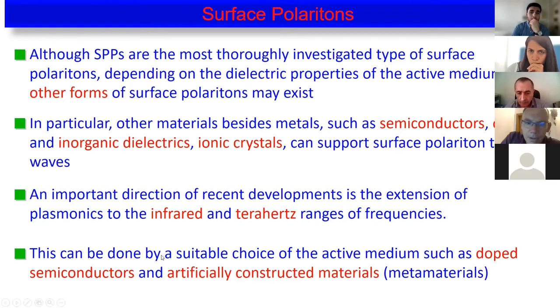An important direction is to develop sources of the surface plasmon polaritons in the infrared and terahertz ranges of frequencies. This can be done, as I said, by using doped semiconductors or by using artificially constructed materials. It is good that by using these metamaterials, it is possible to control the properties of the electric permittivity, in particular to have the electric permittivity with a negative real part.